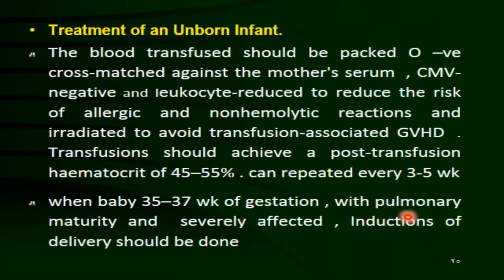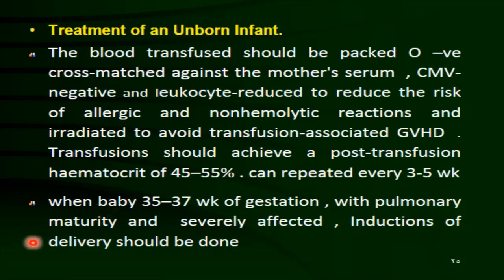The blood transfusion intranatally should be packed O negative, cross-matched against the mother's serum, CMV negative and leukocyte reduced to reduce the risk of allergy and non-hemolytic reaction, and irradiated to avoid transfusion-associated graft versus host disease. Transfusion should achieve a post-transfusion hematocrit of 45 to 55%, and can be repeated every 3 to 5 weeks.